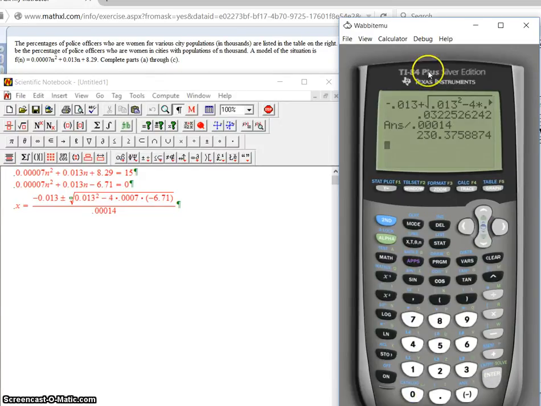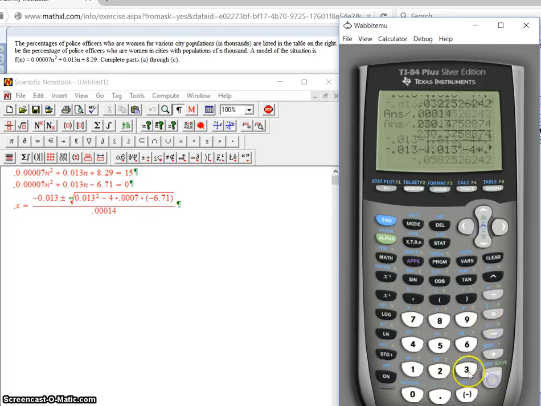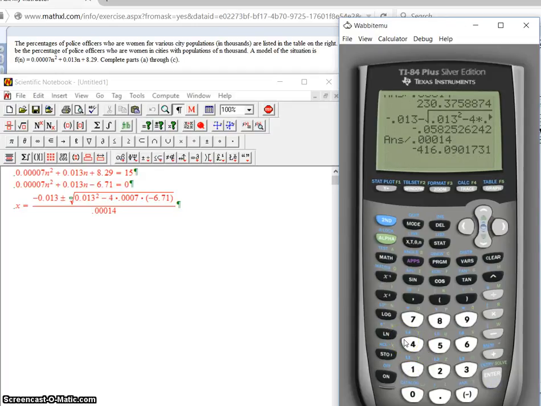Now I need to repeat, except I need a minus in the middle here. And that's easy to do on your calculator. If you go second enter, it brings up the last thing you typed in. If you go second enter again, it brings in the next to last thing you typed in. You can back up and you can just change that plus to a minus. And then divide by the 0.00014 again. And there's your second answer.